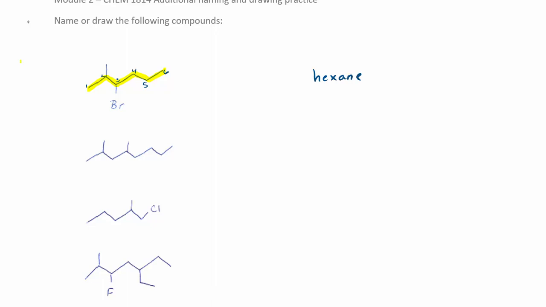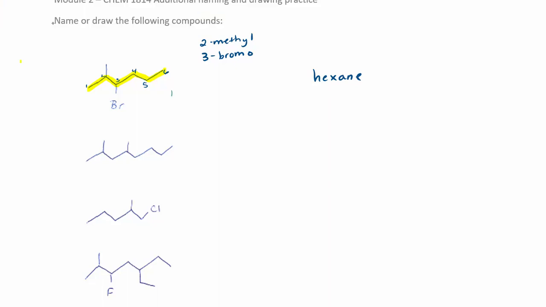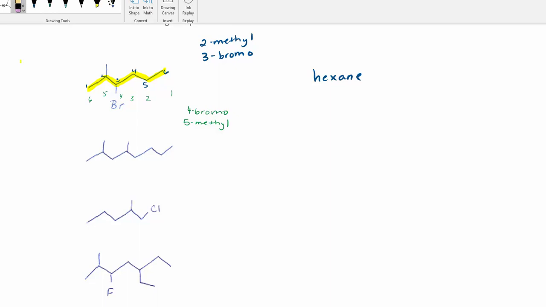Now I need to name and number my substituents. I have a 2-methyl. I'm going to write them over here on purpose. And I have a 3-bromo. Now I know that it's 2 and 3 because if I number it the other way, with my green numbers here, 1, 2, 3, 4, 5, 6, then my substituents would be 4-bromo, 5-methyl. Because 2 and 3 are less than 4 and 5, we're going to go with the original way.